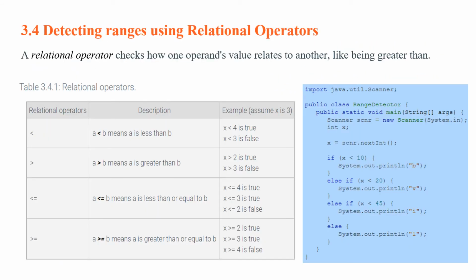Detecting ranges with relational operators. We just have 4 relational operators: less than, greater than, less than or equal to, and greater than or equal to. Basically, a and b can be considered as 2 variables or operands. It checks how a and b are related to each other. For the first one, a < b, it is saying that a is less than b. If it's true, then the conditions will be executed, and if it's false, then the other conditions will be executed.